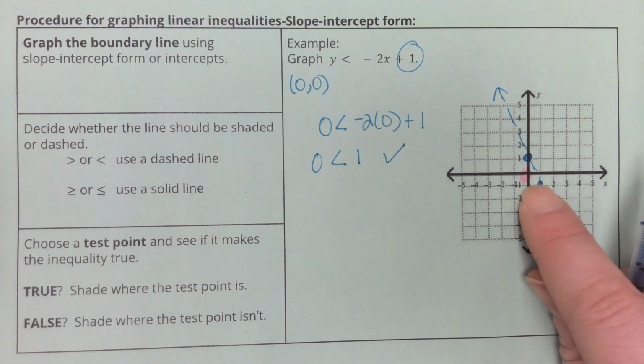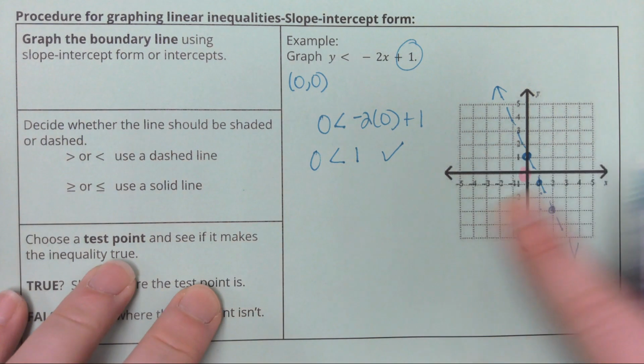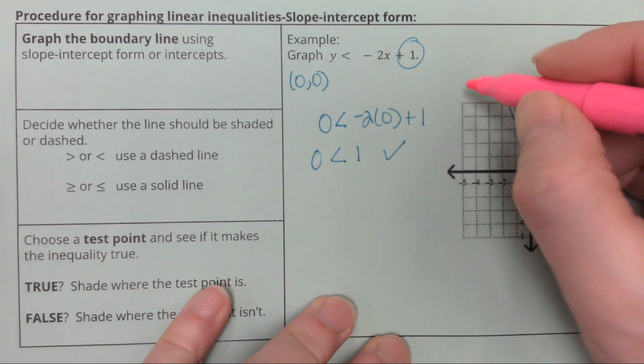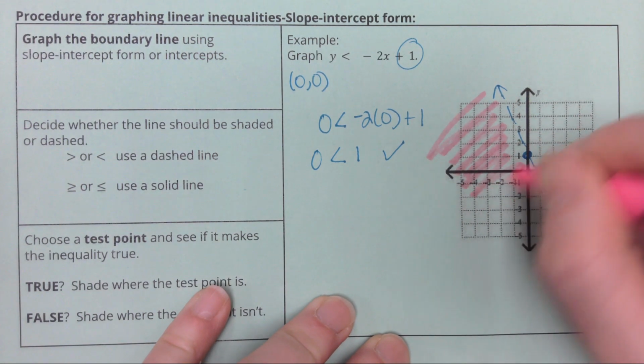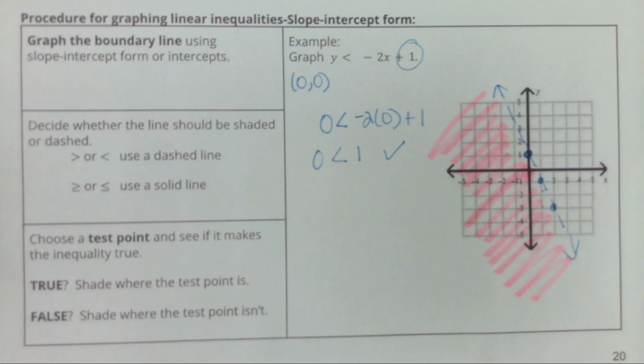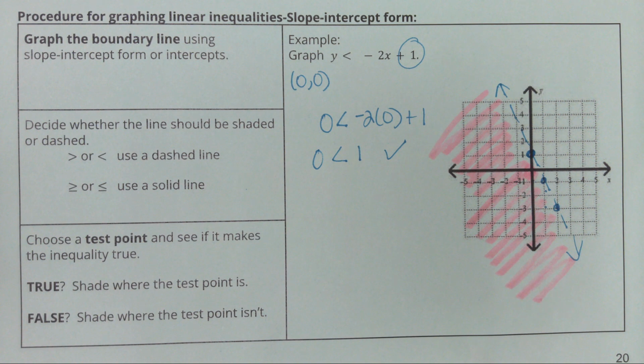What that means is the solution has to be down here. Shade below the line. I'm going to shade with the highlighter. You can just shade with your pen or pencil. So anything in that region would be the solution. Okay, let's do one more and then I'm going to have you guys try one, okay?